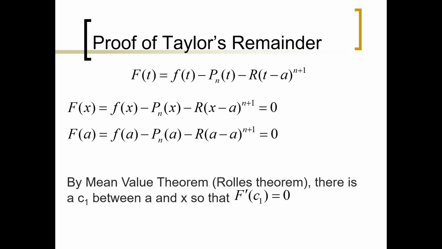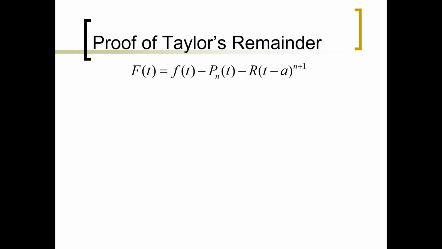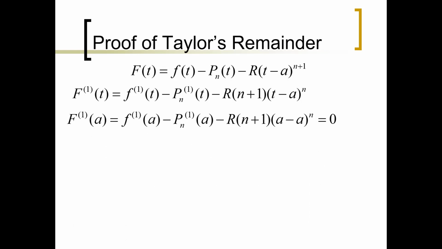at c1 is 0. Let's do that again, but this time let's focus on the first derivative of this capital F function. Now if you take its first derivative, you would get this. But notice if you plug in a everywhere, the first derivative of little f and the first derivative of the Taylor polynomial of the nth degree, if you evaluate them both at a, they're the same value. So that first subtraction is 0. And of course, at the end, a minus a is 0, and 0 to any power is 0. So this whole thing adds up to be 0. But I also have this c1. So the first derivative of this capital F function at c1 is also 0.